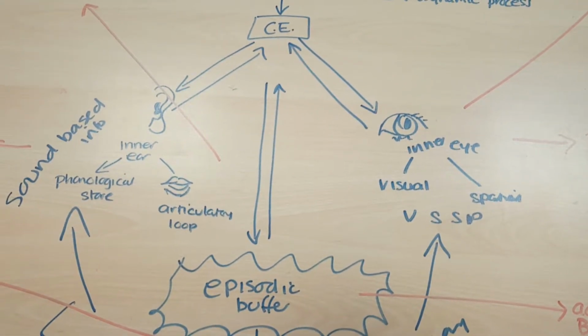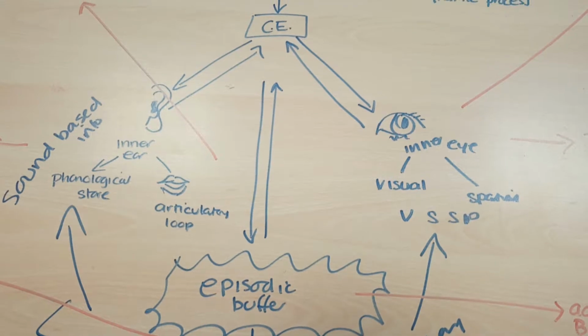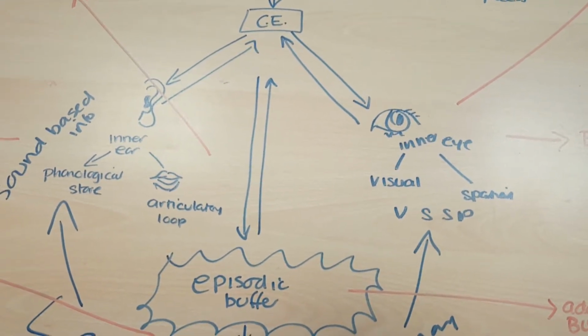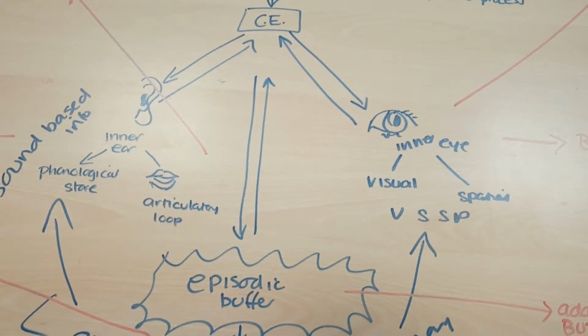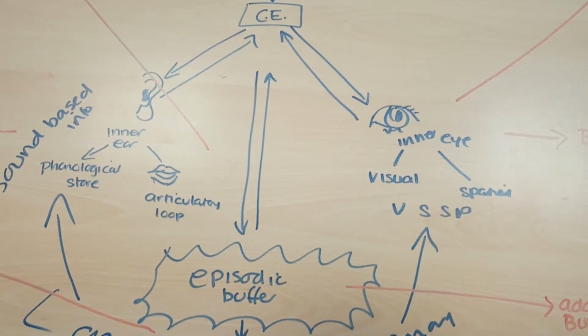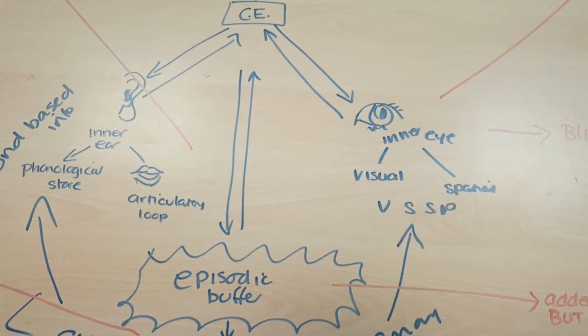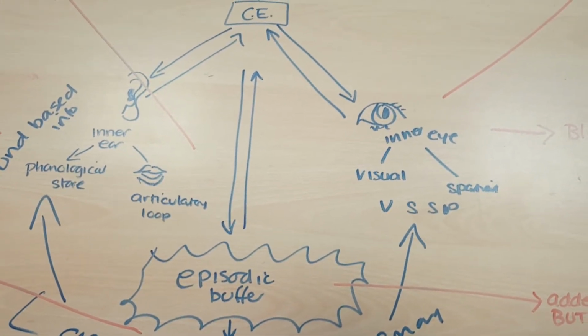The inner ear is for sound-based information, so it takes in information from the outside and can hold it in a phonological store for up to around about 4 seconds. Added into that, there's also something called the articulatory loop, where you can sub-vocalize information, you can rehearse information.